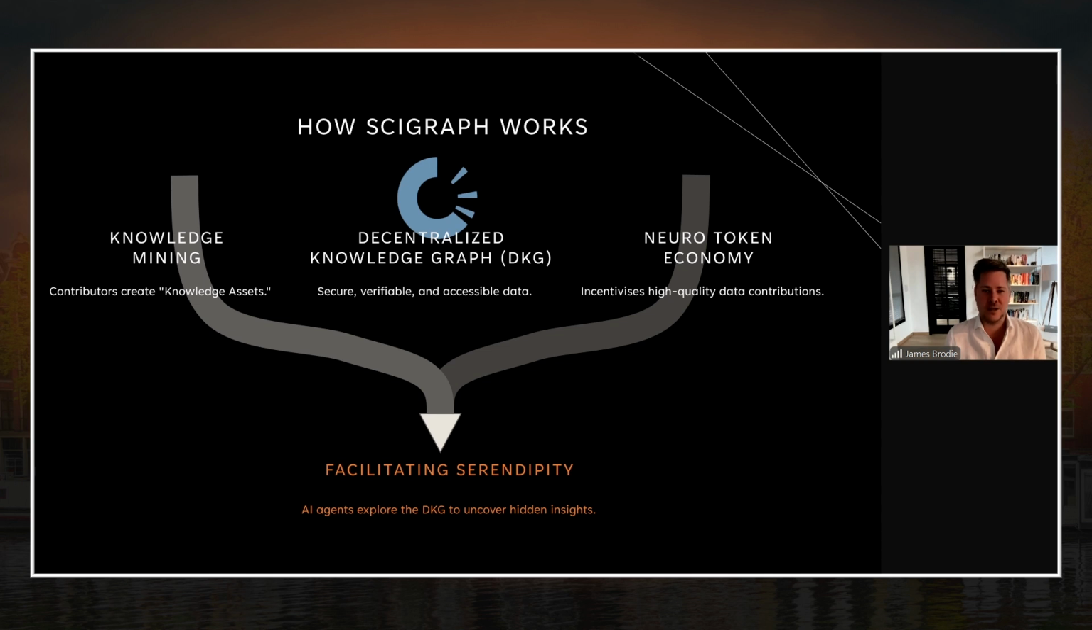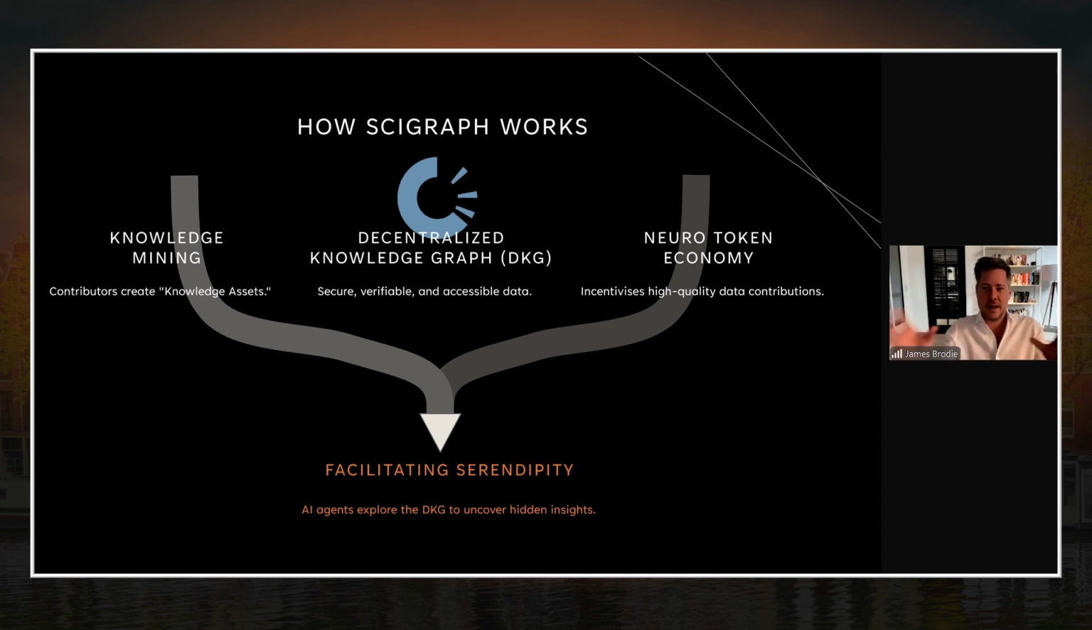And on the right-hand side, we can see the token economy, which is Neuro. Basically, we use Neuro to incentivize people to put the best data types up into the knowledge graph. So with those three pieces in mind, finally, and this is the future, this is the sci-fi bit, we're going to have AI agents explore the DKG, and they're going to be able to uncover hidden insights, facilitating serendipitous discoveries, making unexpected connections between disparate pieces of information across various fields in the scientific domain.